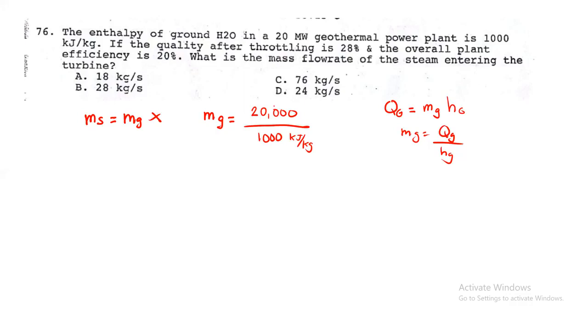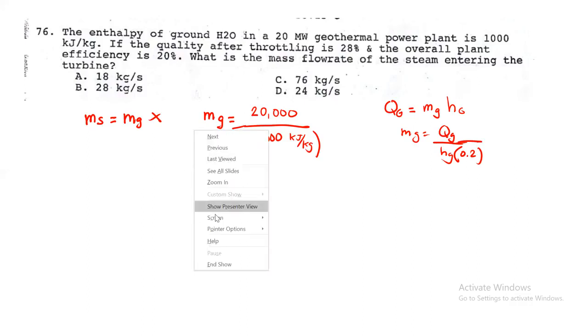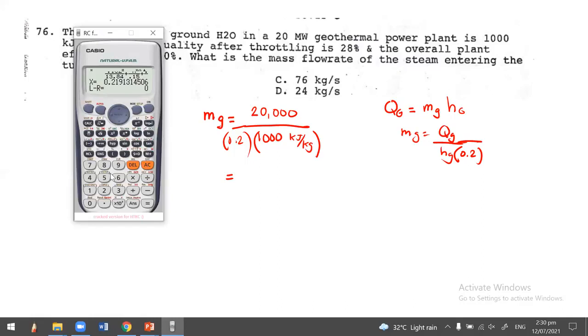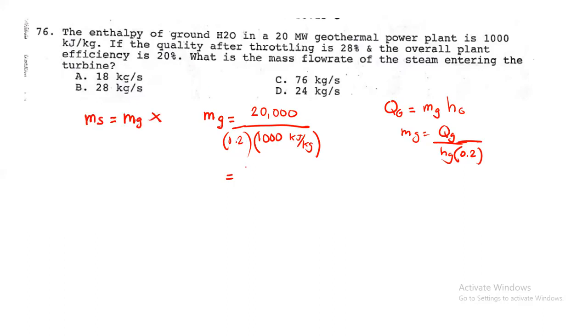Then, meron pa tayong overall plant efficiency. So, itong overall plant efficiency, tina-times natin dito. So, times 0.2. Para makuha natin si mg. So, equals 20,000 divided by 0.2 times 1,000. So, 100 kilograms per second.